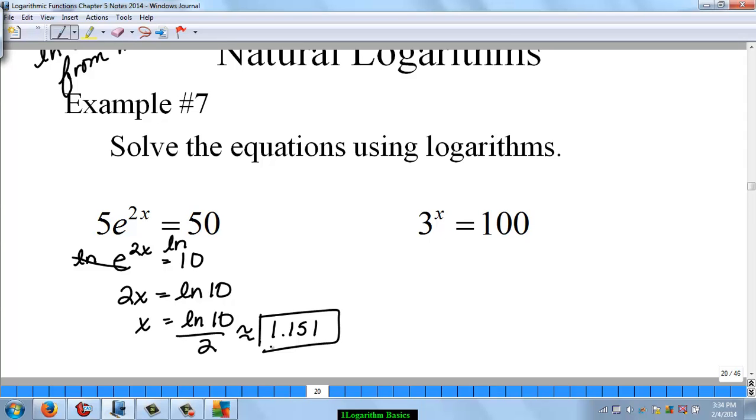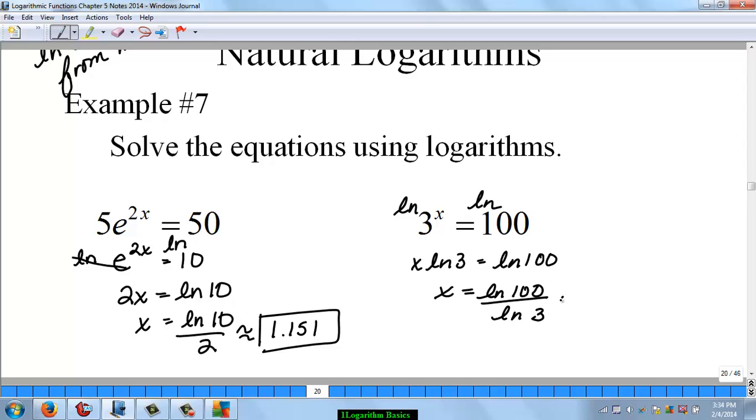Here, there's nothing to isolate. It's already isolated. So I'm going to ln both sides right off the bat. And when I do that, the log rules kick in. I can say x ln 3 equals ln 100. And then I want to solve for x. So these are hooked by multiplication, so I'm going to divide by ln 3. So I have x equals ln 100 divided by ln 3, which is roughly 4.192.